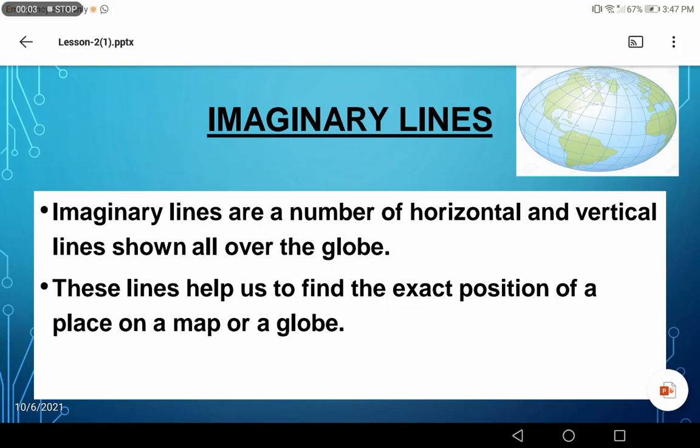Latitude and longitude. Imaginary lines. So what is an imaginary line? An imaginary line is a line which you see in maps, and if the lines are not given in maps, you can imagine them like that. Imaginary lines are a number of horizontal and vertical lines shown all over the globe. These lines help us to find the exact position of a place on a map, on a globe.